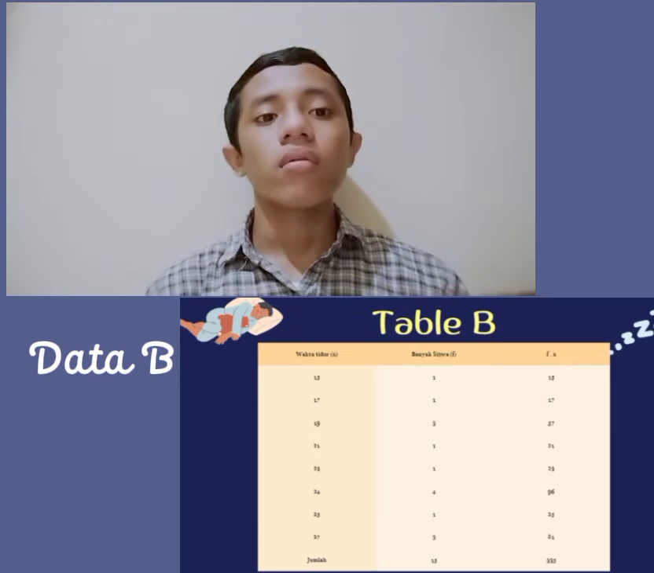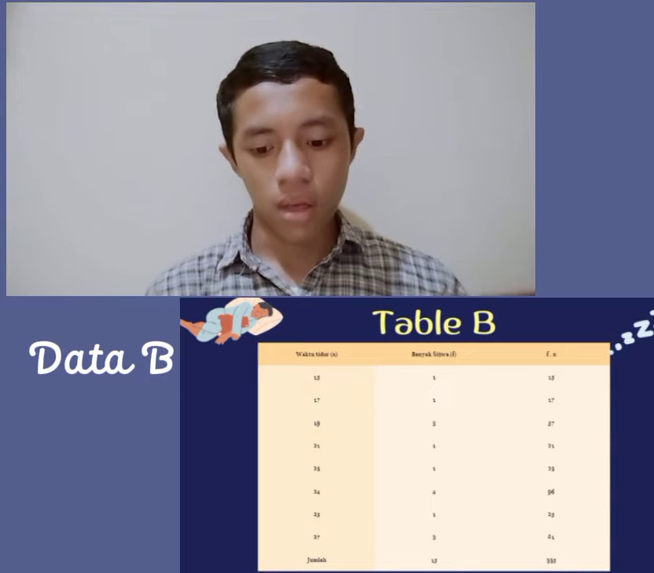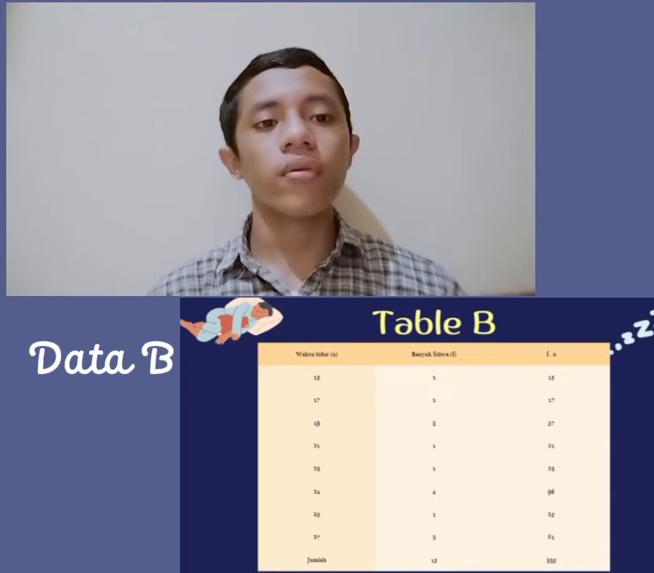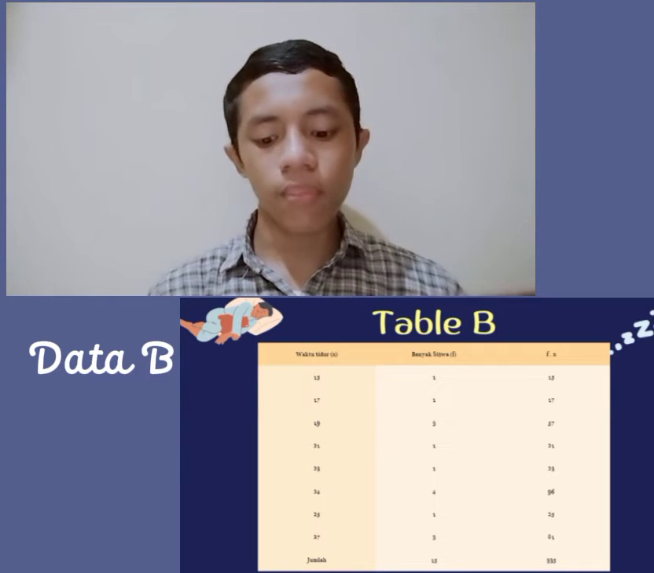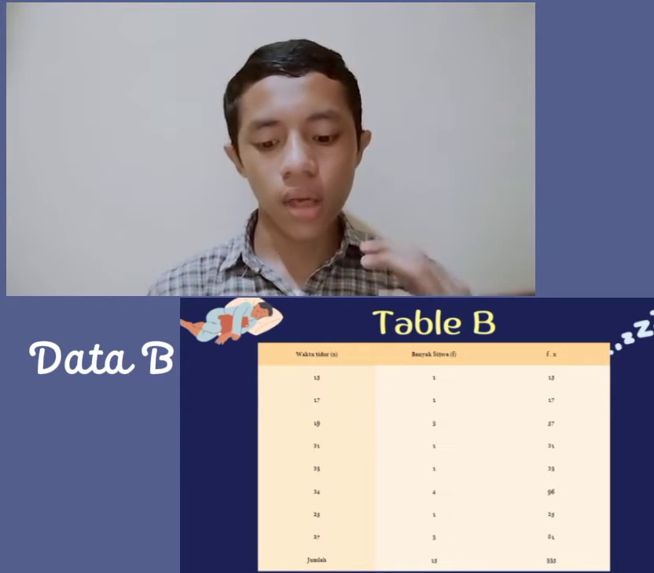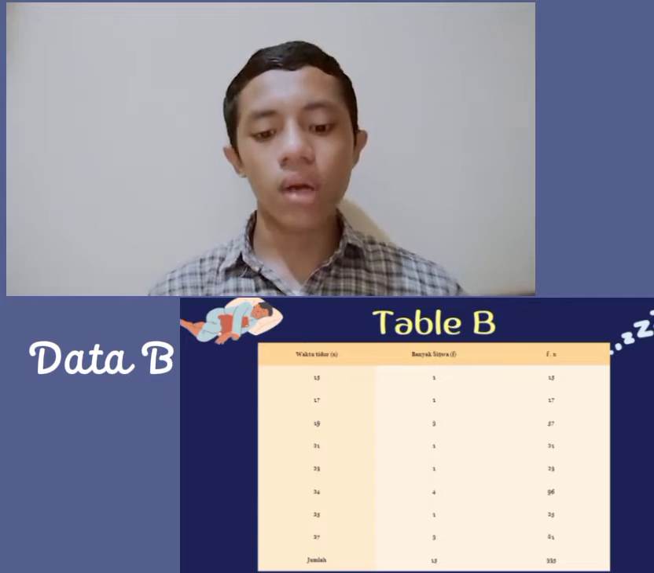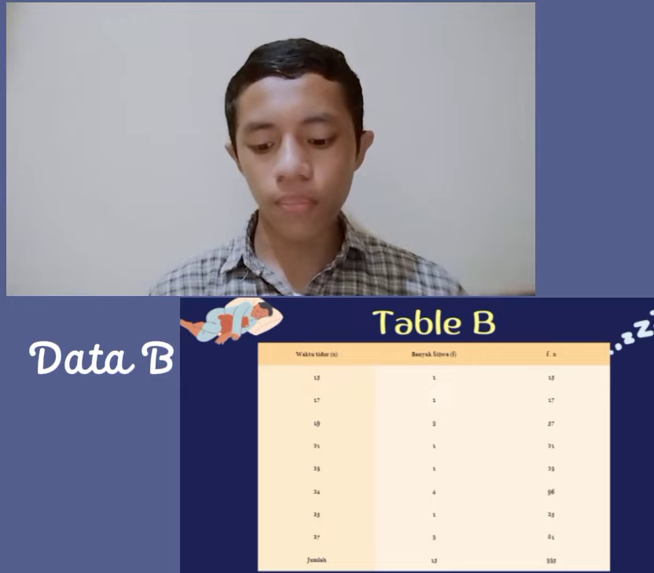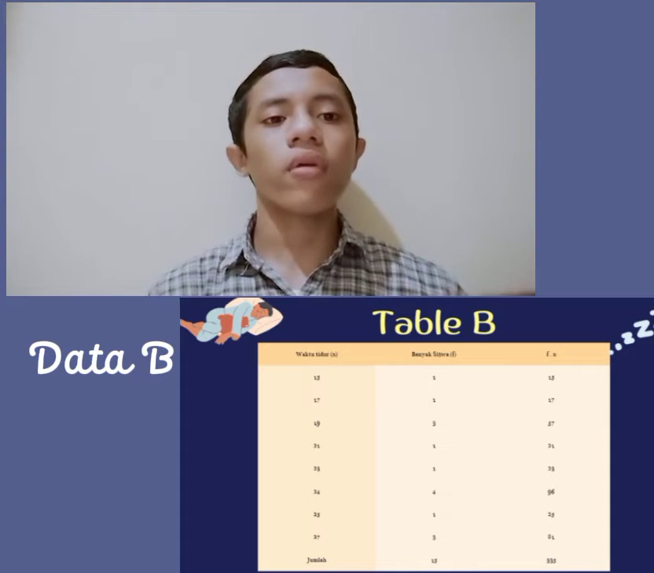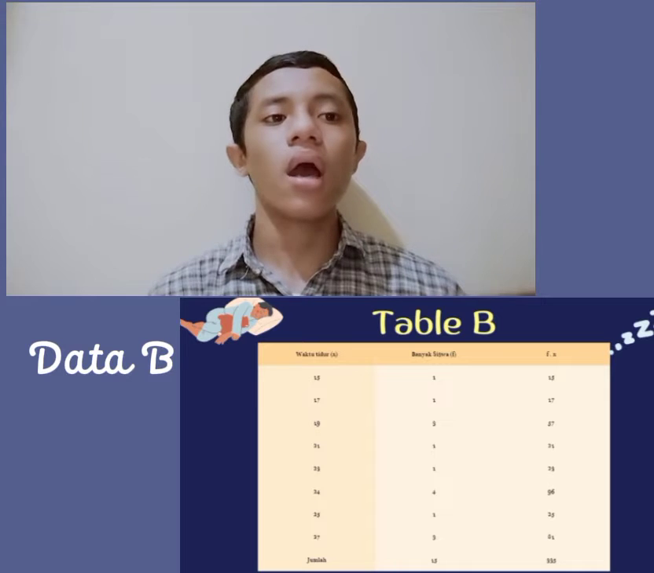In table B, we got 15 student data that we have collected. We had 1 student with 15 hours of sleep, 1 student with 17 hours of sleep, 3 students with 19 hours of sleep, 1 student with 21 hours of sleep, 1 student with 23 hours of sleep, 4 students with 24 hours of sleep, 1 student with 25 hours of sleep, and 3 students with 27 hours of sleep.